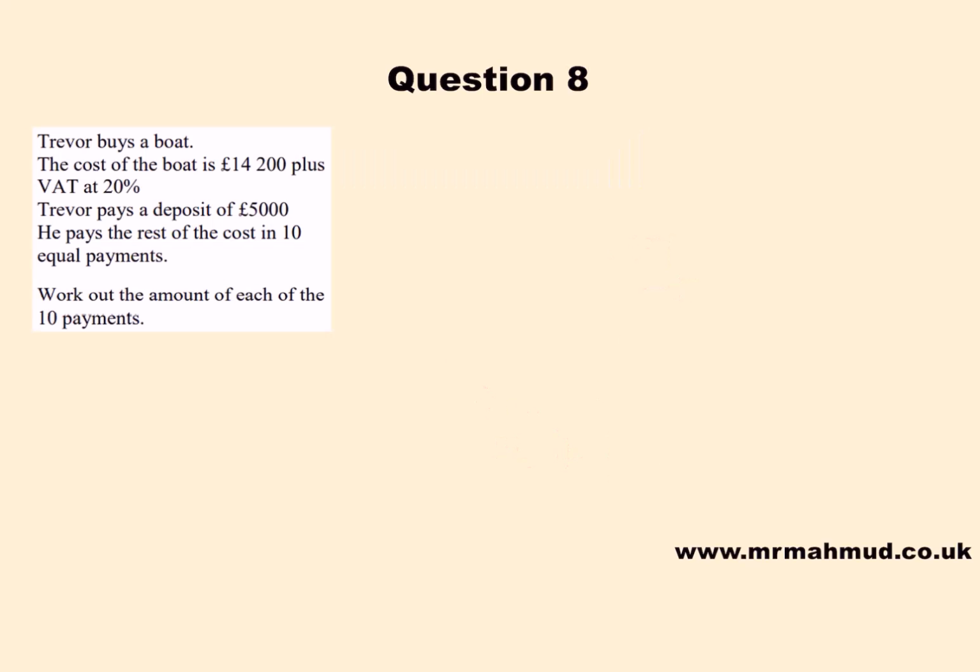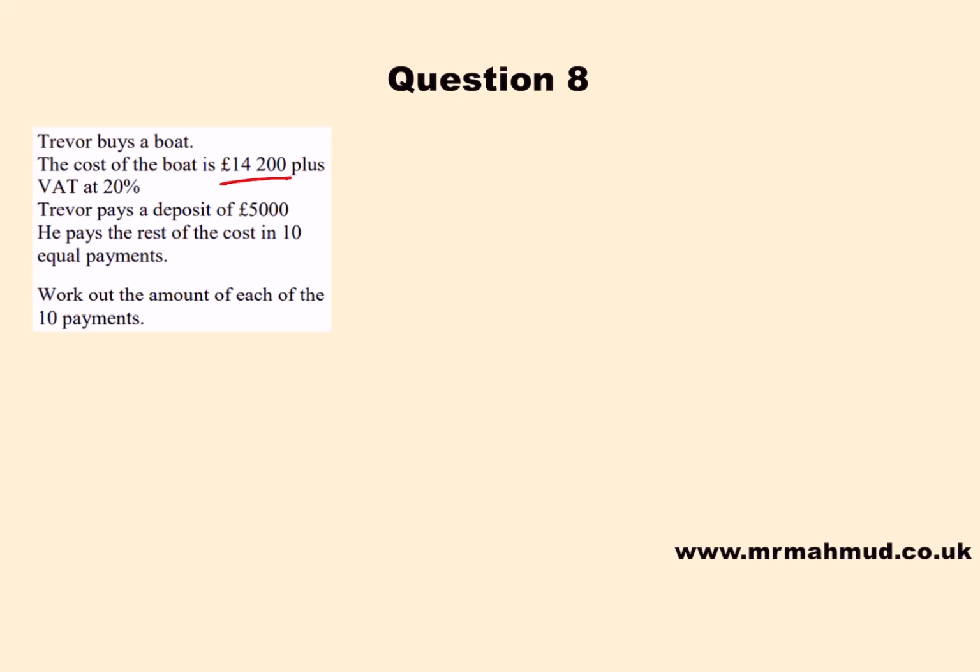A problem solving question. Trevor buys a boat. The cost of the boat is £14,200 plus VAT at 20%. Trevor pays a deposit of £5,000. He pays the rest of the cost in 10 equal payments. Work out the amount of each of the 10 payments.